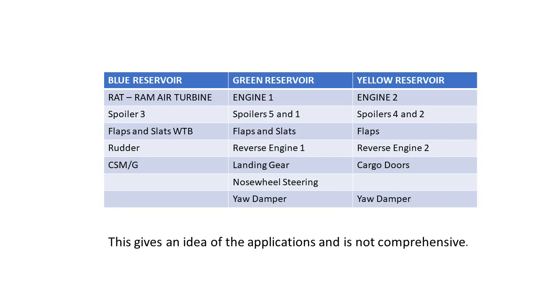Each of them has a pump which pressurizes each system. The yellow system pump is connected to the right engine, whereas the green system pump is connected to the left engine. And the blue system pump, which is electric, starts automatically when at least one of the engines starts.